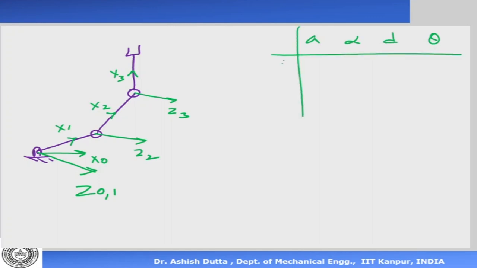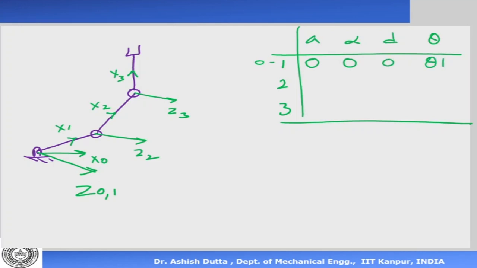So this is for joint 1, 2 and 3. And what we get is the axis 0 and 1, the origins are the same and the Z axes are the same axis. So there is no distance here. There is no angle, no distance, and the variable is theta 1.